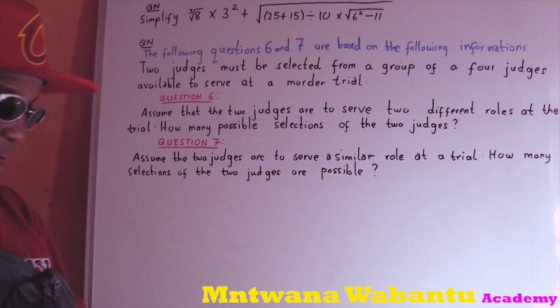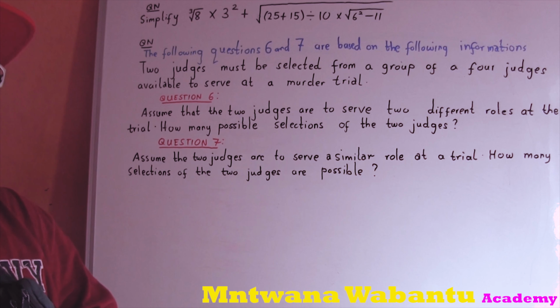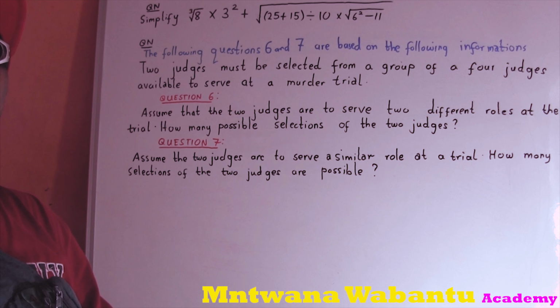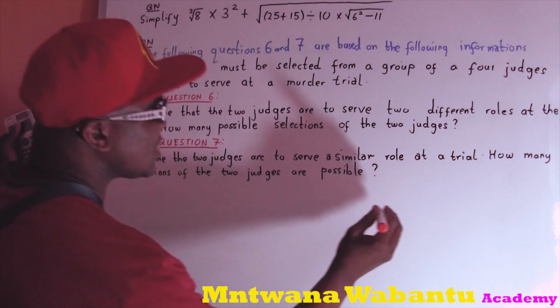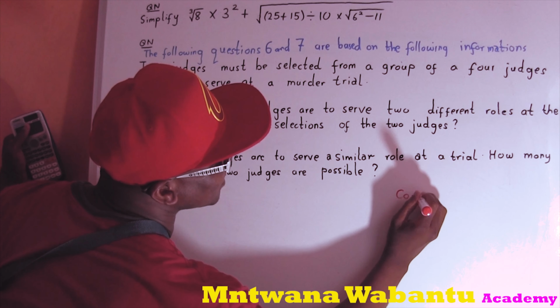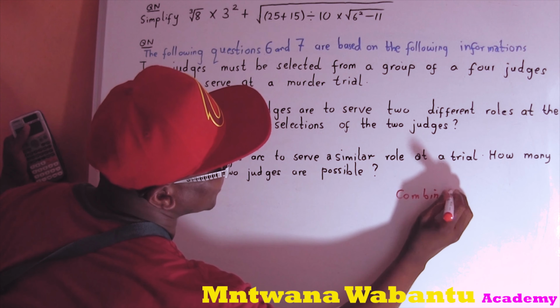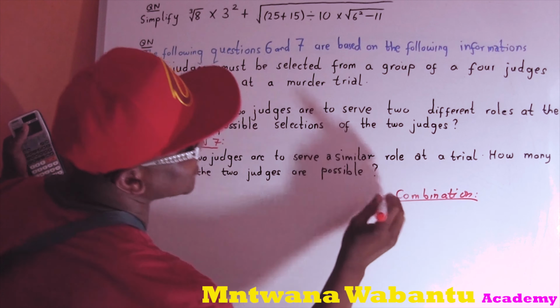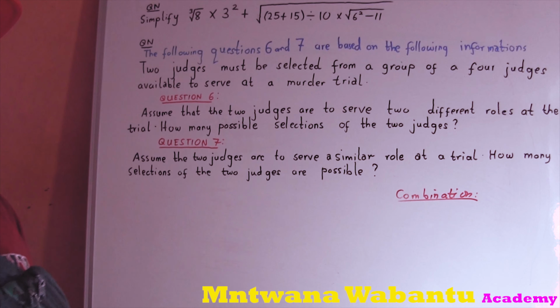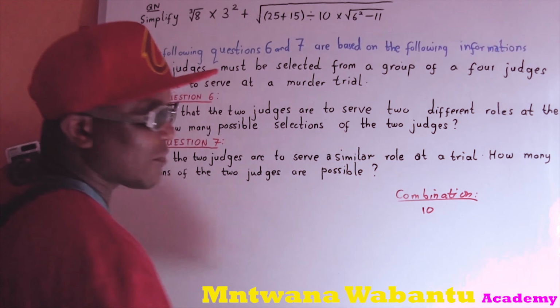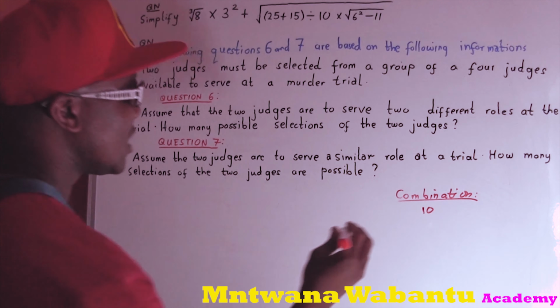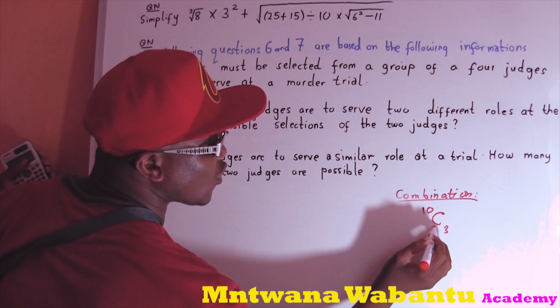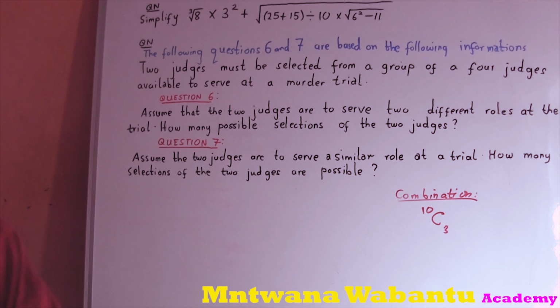In probability, we learn something called combination and permutation. Combination, most of the time, I always like to tell people, is like you select something from another. For example, if we were 10 people here, and we select 3, you use combination because you select. That's how you say it.